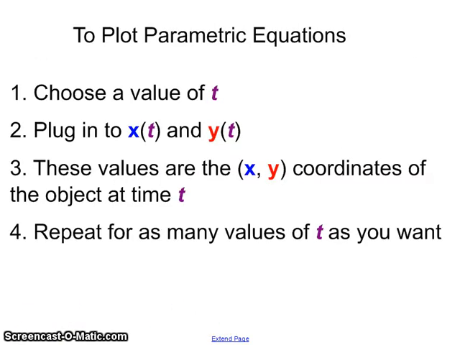Okay, so we'll go ahead and do a couple of examples here. First, let's go through the process. If we're going to plot parametric equations, the way we do that is we choose the value of time that we're interested in. Now, oftentimes t will start at 0, which kind of makes sense if you think about time starting at 0. We'll plug that value into x of t and we'll plug it into y of t. That's going to give us two values, x and y, and those are going to be the xy coordinate of the object at the time t that we plugged in. And then we'll just repeat this for as many values of t as we want to use.